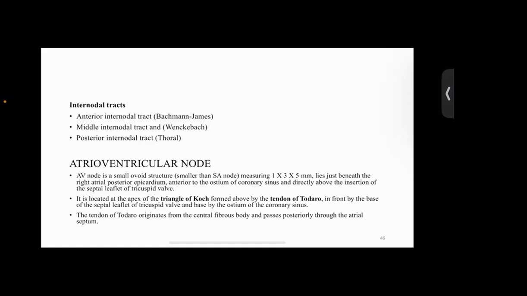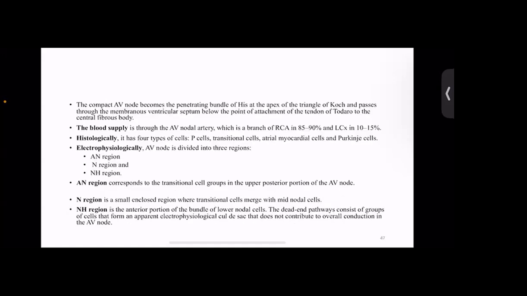So the tendon of Todaro originates from the semi-fibrous body, which we saw previously, and passes posteriorly through the atrial septum. Now, the AV node has a compact part. The compact AV node becomes the penetrating bundle of His at the apex of the triangle of Koch and passes through the membranous interventricular septum below the point of the attachment of the tendon of Todaro to the central fibrous body. Now, the blood supply is through the AV nodal artery, which is a branch of the right coronary artery in about 85 to 90%.